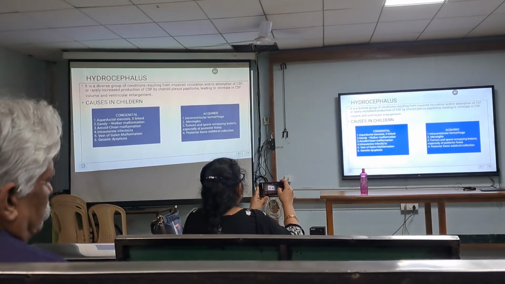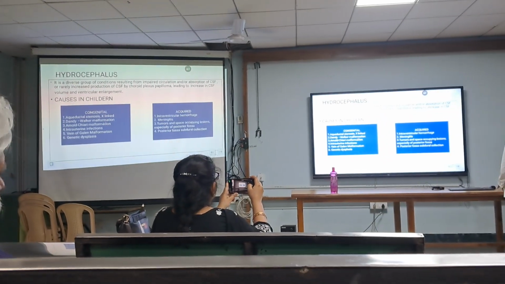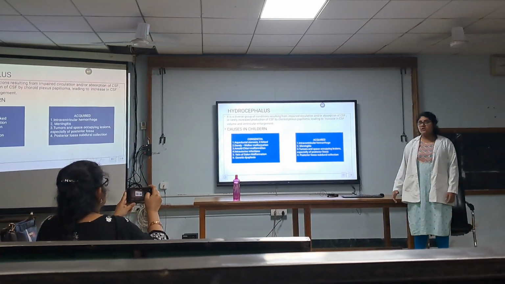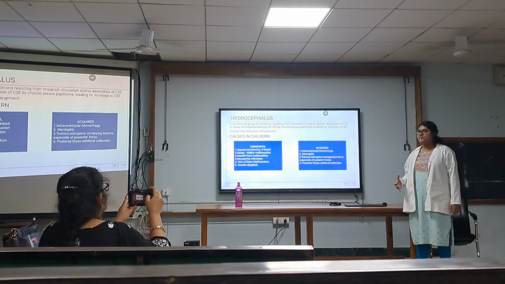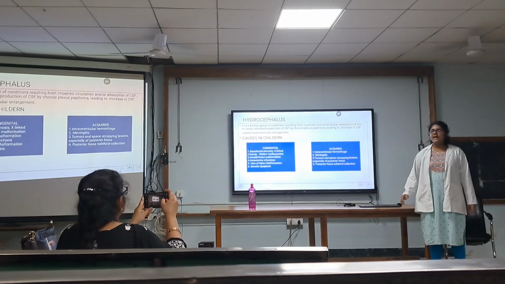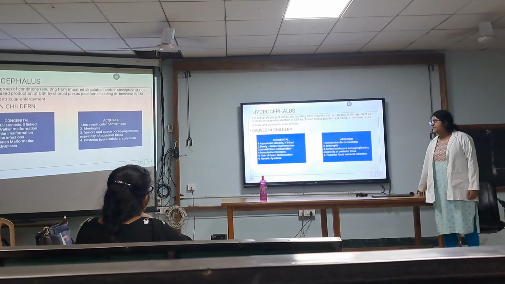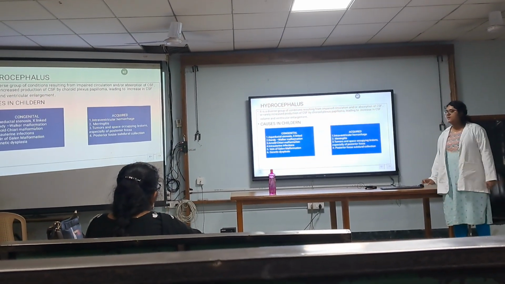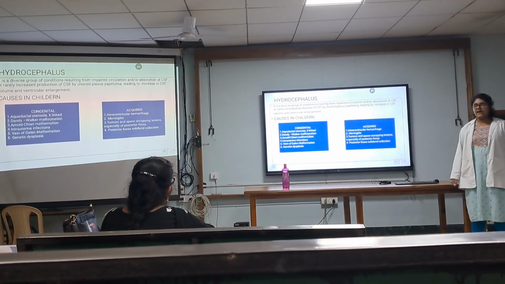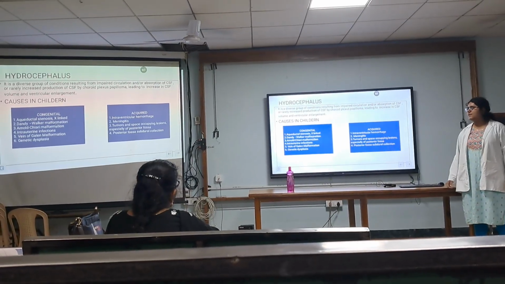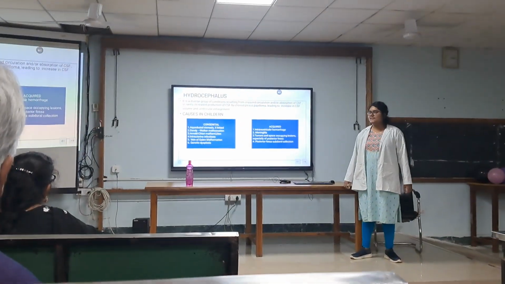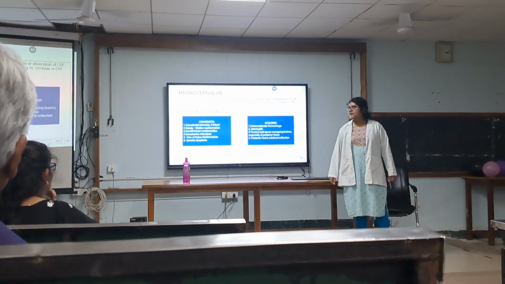Among the congenital, the causes are X-linked aqueductal stenosis, the Dandy-Walker malformation, which is the cystic dilation of the ventricles with hypoplasia of the cerebellar vermis and small posterior cranial fossa, and Arnold-Chiari malformation. Mostly the Chiari 2 malformation is associated with hydrocephalus with meningomyelocele. Also intrauterine infection, vein of Galen malformation and genetic dysplasia are the other causes.